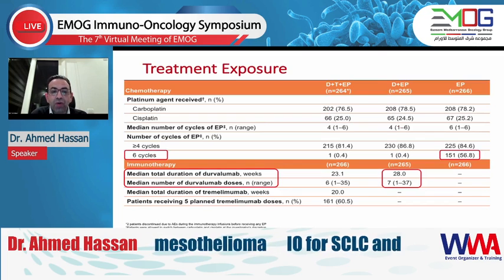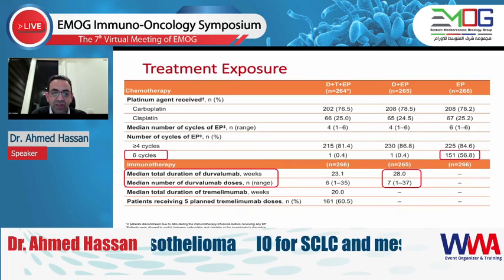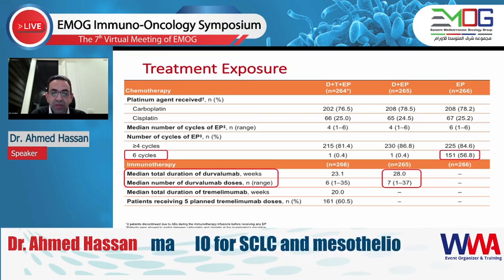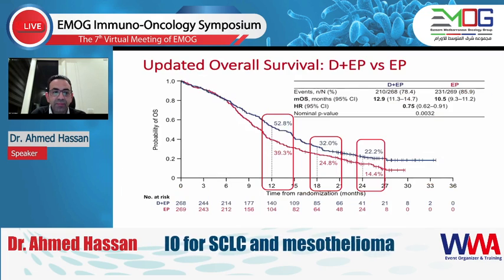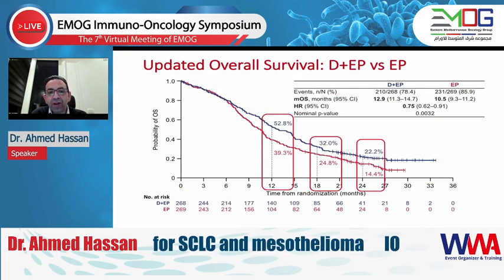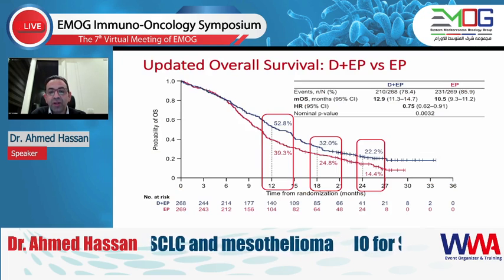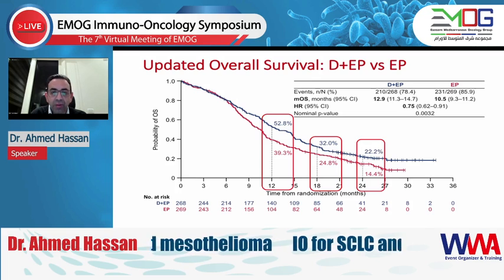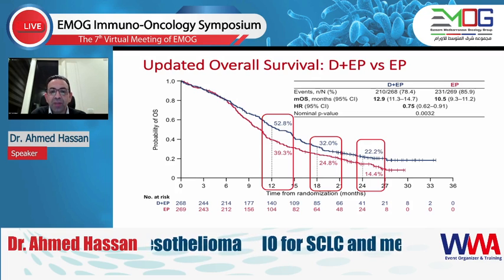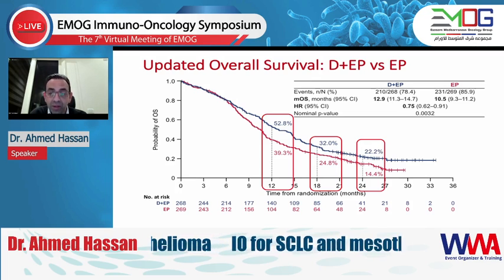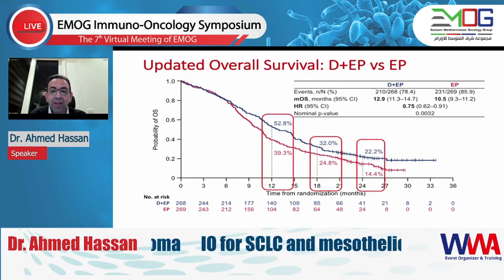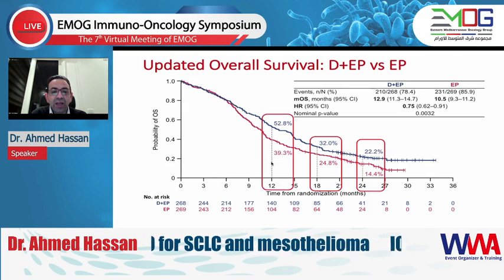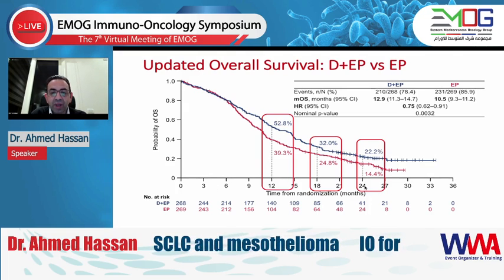So most of the patients were offered 4 cycles, but some patients went on to have 6 cycles. The median total duration of durvalumab was 28 weeks. That's roughly 7 cycles of treatment. The overall survival results showed a clear benefit in favor of immunotherapy. So those receiving durvalumab concurrently with chemo and then maintenance showed median overall survival of 13 months versus 10.5 months, and the hazard ratio was 0.75. The survival benefit was maintained at 1 year, 1 year and a half, and 2 years.